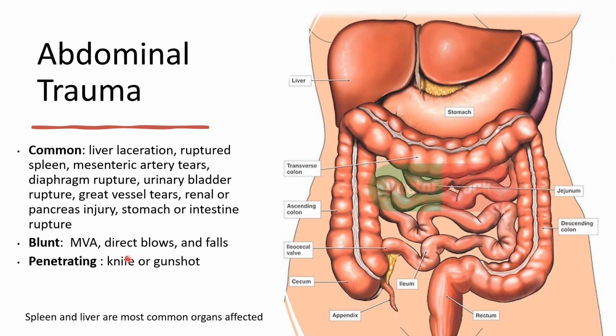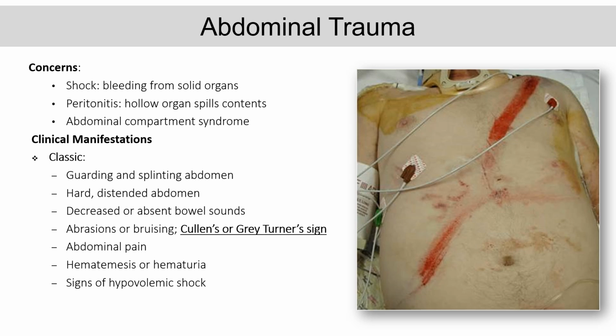Okay, so we can have blunt or penetrating. Blunt is when the skin is intact. Penetrating is when something actually pierces the skin. So the concerns that we have the most are going to be bleeding, internal bleeding, peritonitis. So that's when something enters the body that's not sterile. So maybe you pierced an intestine or the stomach, some other hollow organ, and all of its contents spill into our peritoneal cavity and causes infection.